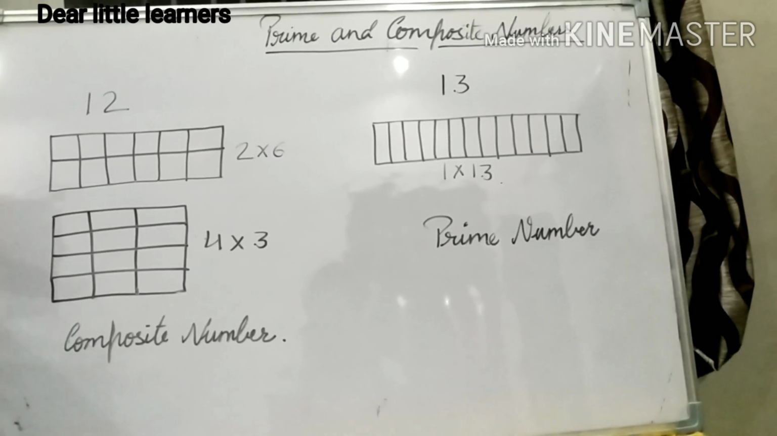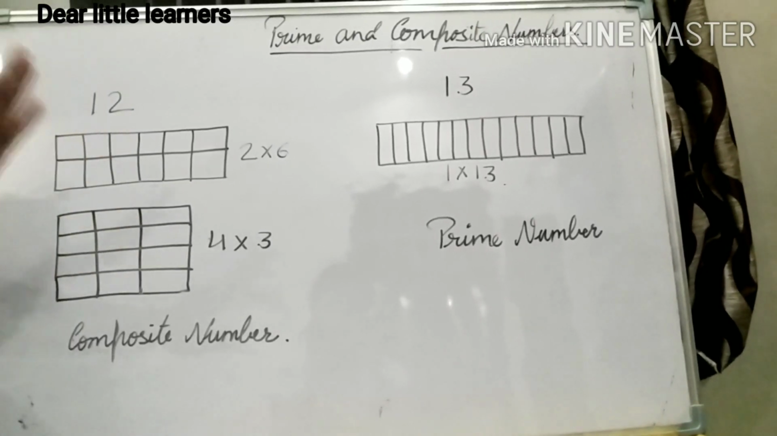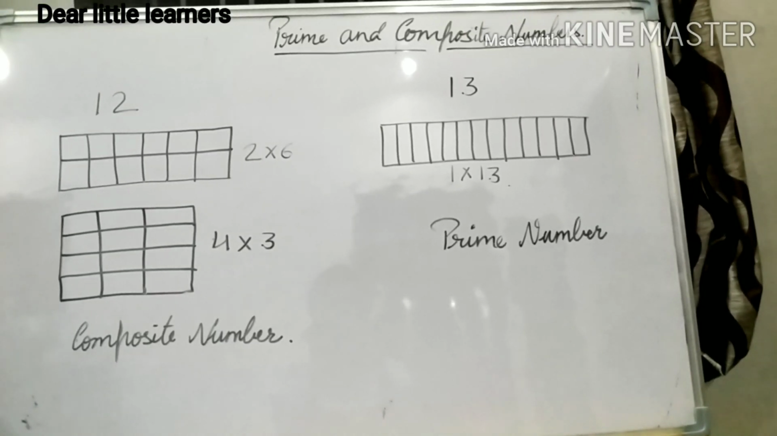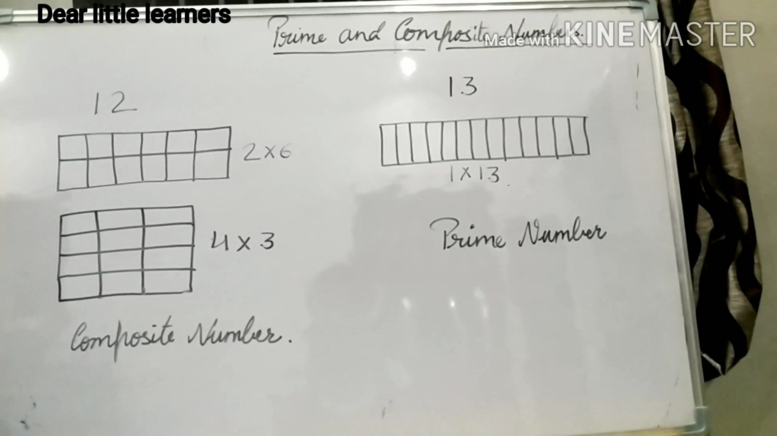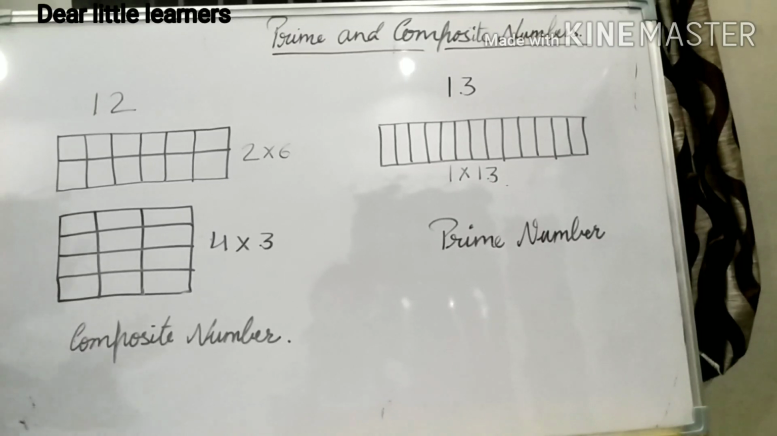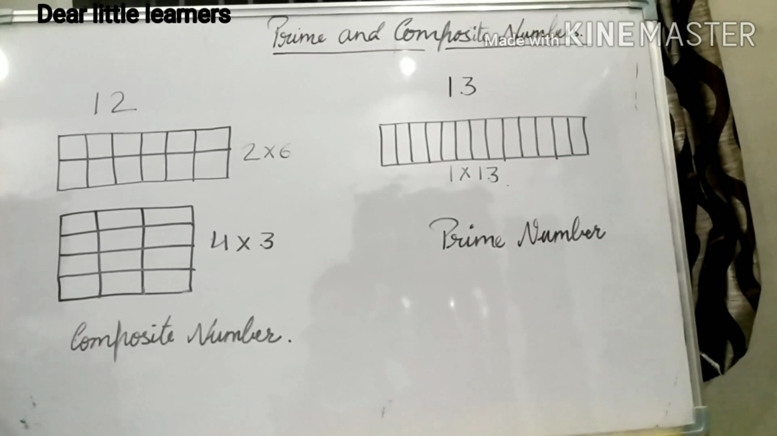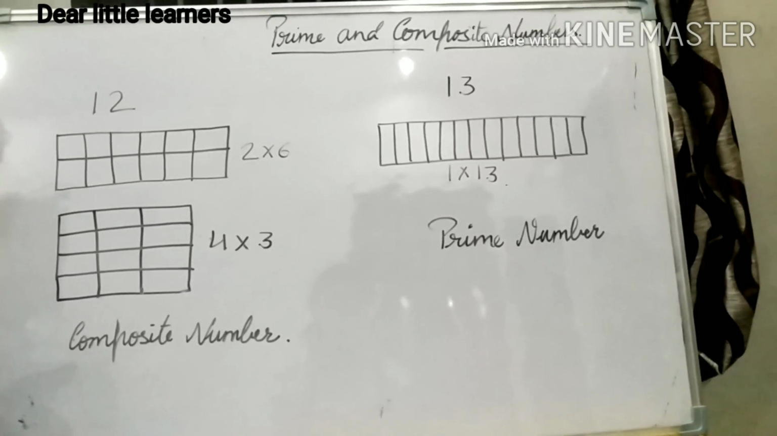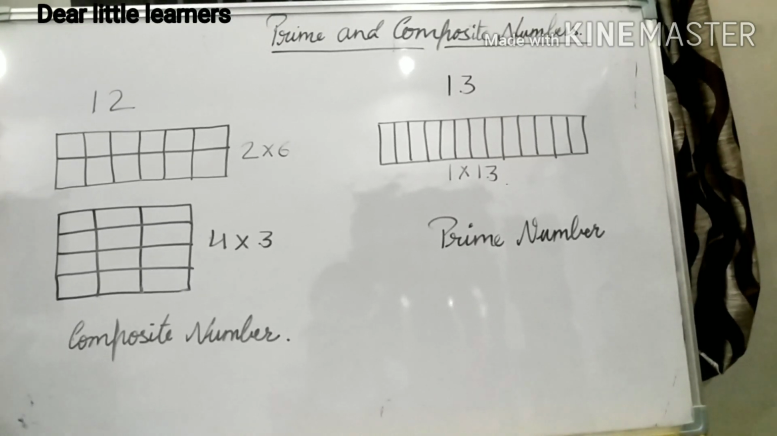Whereas in prime numbers, we cannot do this type of arrangement, children. See, I have taken an example of 13. So 1 multiplied by 13 is 13 only. I cannot make the arrangement. Can I make an arrangement from different numbers as I have made here?